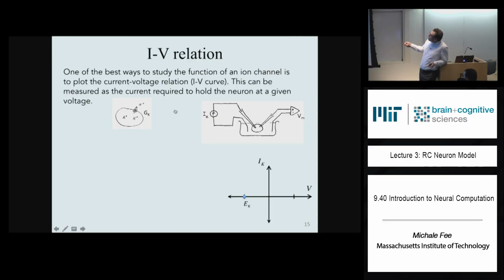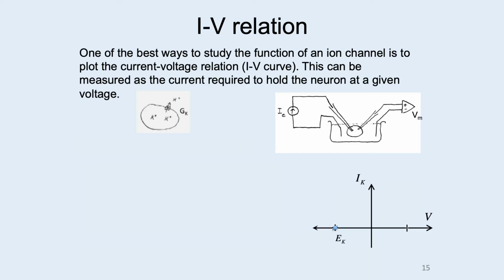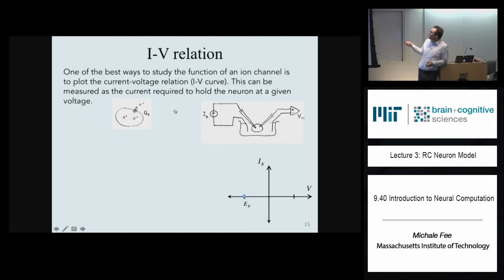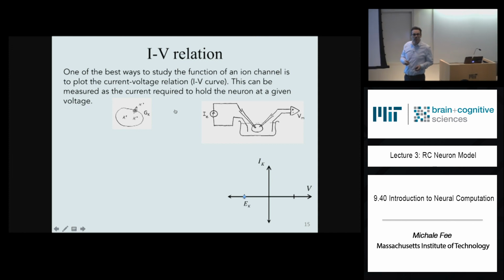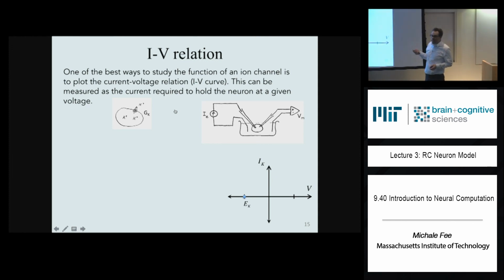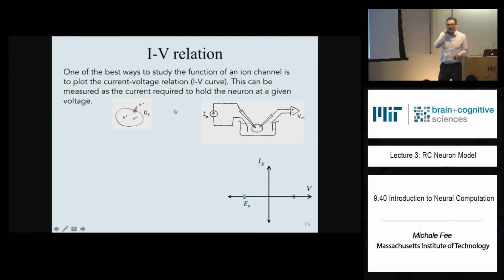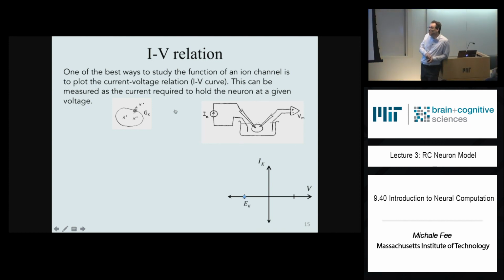Now, let's start injecting current into the cell until the voltage gets to 0. Okay? Now, are we going to be injecting positive current into the cell or negative current? What do we have to do? Inject positive or negative current to make the voltage get up to 0? Positive, right? Because the voltage inside is negative, so we need to inject positive charges. And how much current do we need to inject? If the conductance is G, how much current do we need to inject?